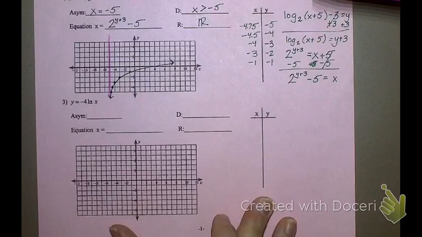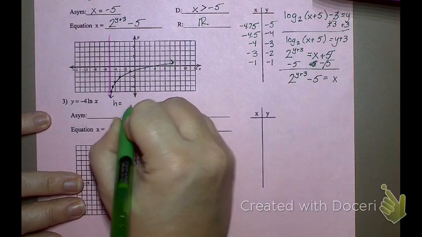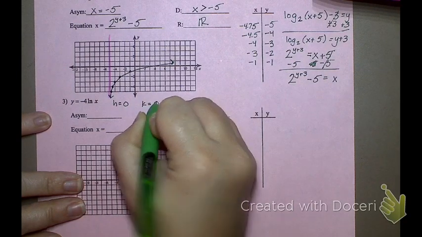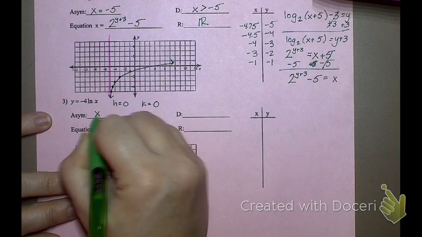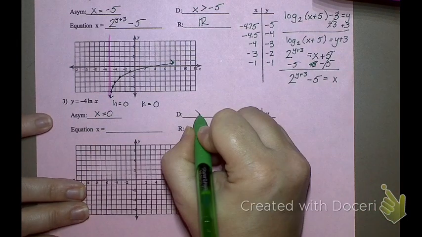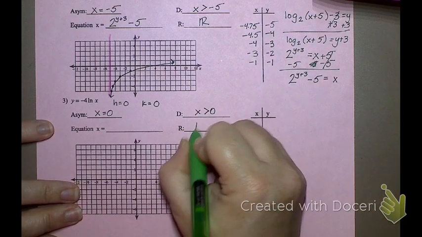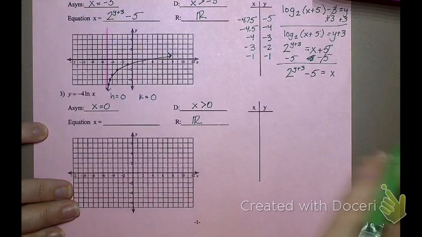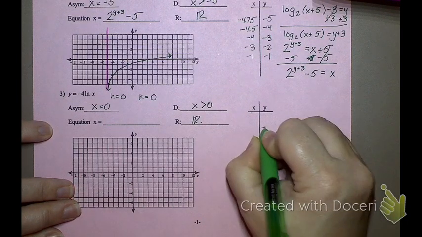All right, number 3. What's my H value? 0. What's my K value? Also 0. What's my asymptote? 0. Or X equals 0. If you just put 0, it's going to mark it wrong. My domain? X is greater than 0. Range? And what am I going to do for the computer for that? Just a capital R. What goes in the middle of my XY chart? 0. Fill in your values around there.